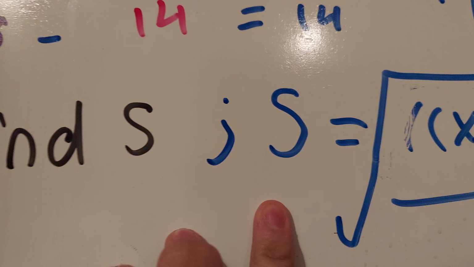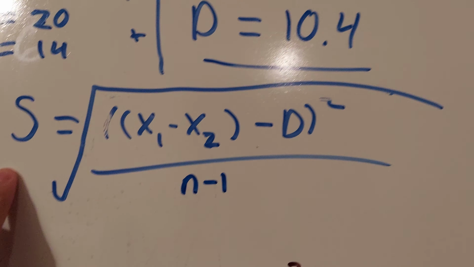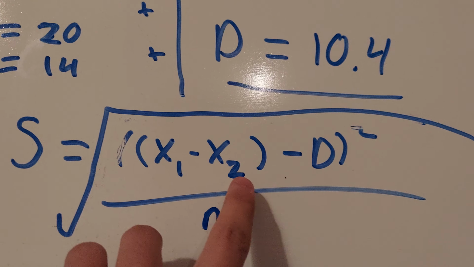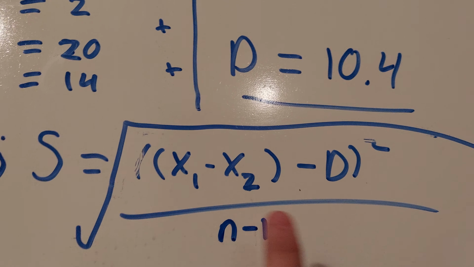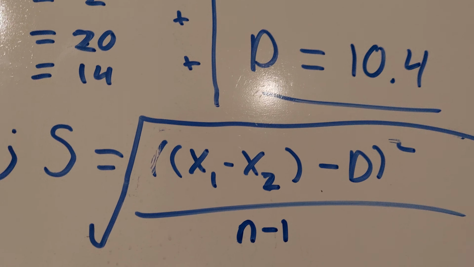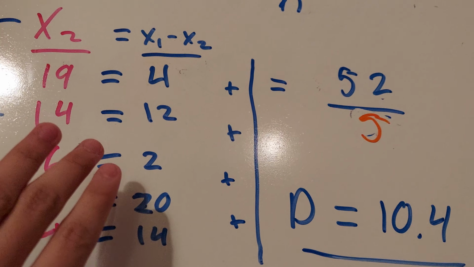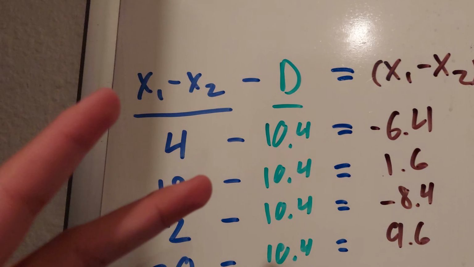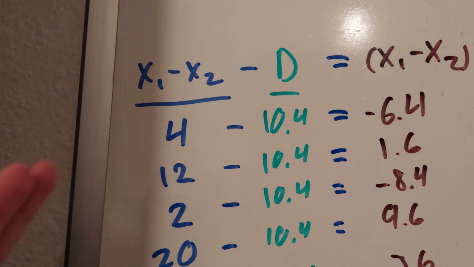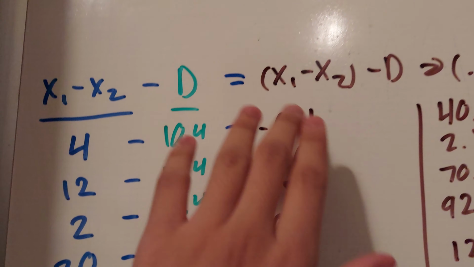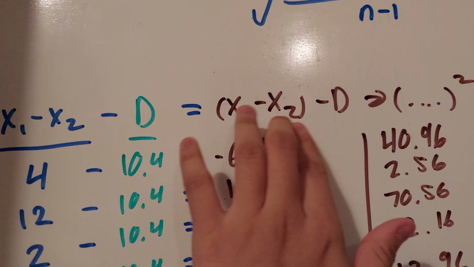Now to find s, or the sample standard deviation, we're going to be using this formula, which is the square root of the sum of x1 minus x2 minus d, squared, divided by n minus 1. Now remember, this is the entirety of it squared, then square rooted. We already have our x1 minus x2, so I just brought that down. And we already have our d, which I did in green, which is 10.4. So we're going to do 4 minus 10.4, 12 minus 10.4, and so on and so forth. The resulting numbers are right here, as I wrote, this is x1 minus x2 minus d.